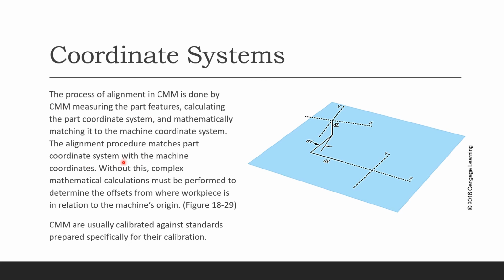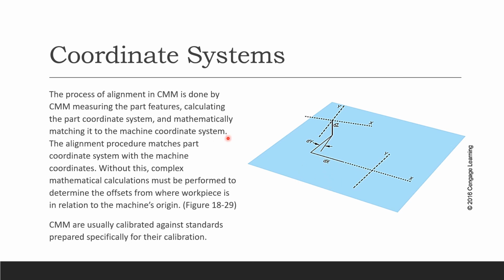Every time you think about alignment, we're matching up the measurement coordinates and then the machine coordinates. So here the alignment procedure matches our coordinate system with the machine coordinate system. So here you can see two of them right there. And this is just a hypothetical matching procedure trying to show you in the diagram. So without matching, we would need to perform complex mathematical calculations manually. Without the machine it is a pain, right? And to determine the offset from where our workpiece is in relation to the machine's origin.